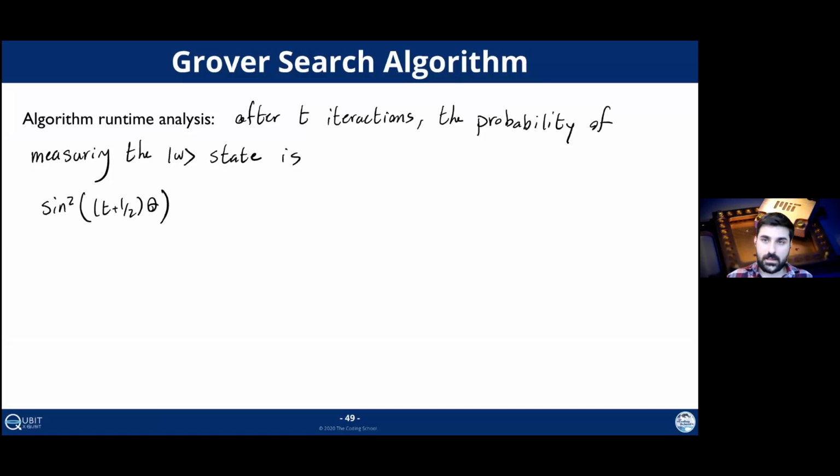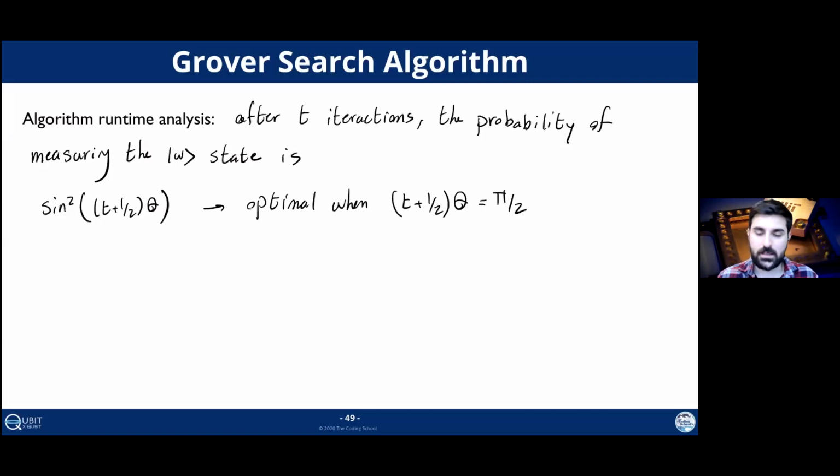Now, when is this probability optimal? Well, it is optimal when the argument that we have inside the sine is equal to pi over 2, or 90 degrees, because that's when sine is 1. So optimal when t plus 1/2 times theta, the original angle between the superposition state and the correct answer, is equal to pi over 2. So based on this, now this is a simple geometry problem.